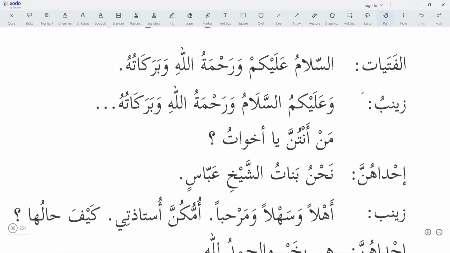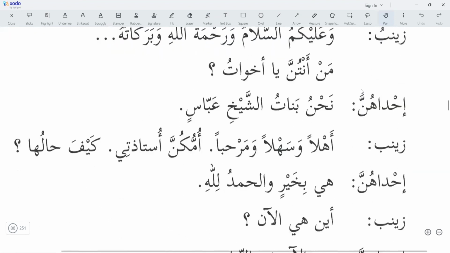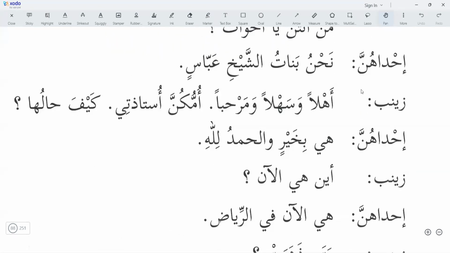Zainabu: Wa alaikum assalam wa rahmatullahi wa barakatuhu. Man antunna, ya akhawati? How are you, oh my sisters? Who are you, oh my sisters? Ehdahunna: Nahnu banatu Shaykh Abbas. We are daughters of Sheikh Abbas.